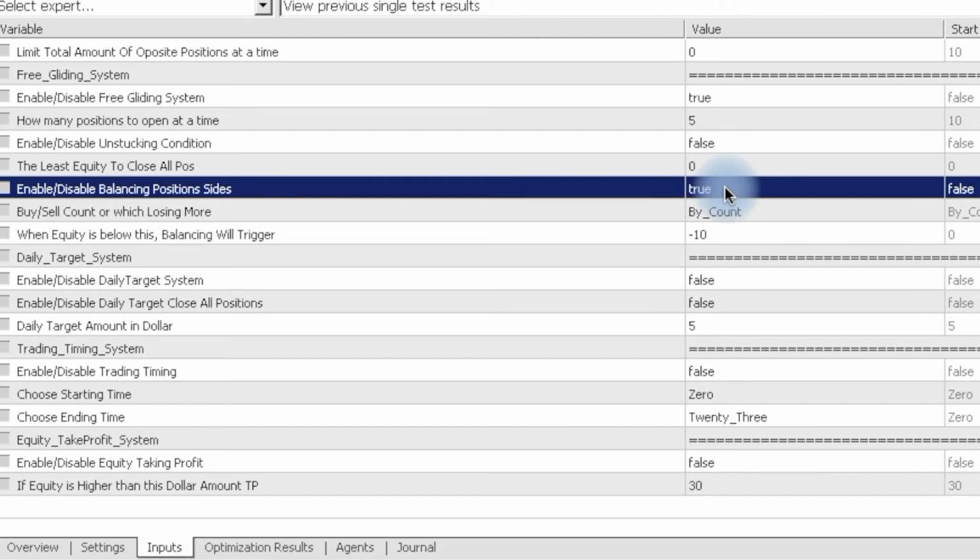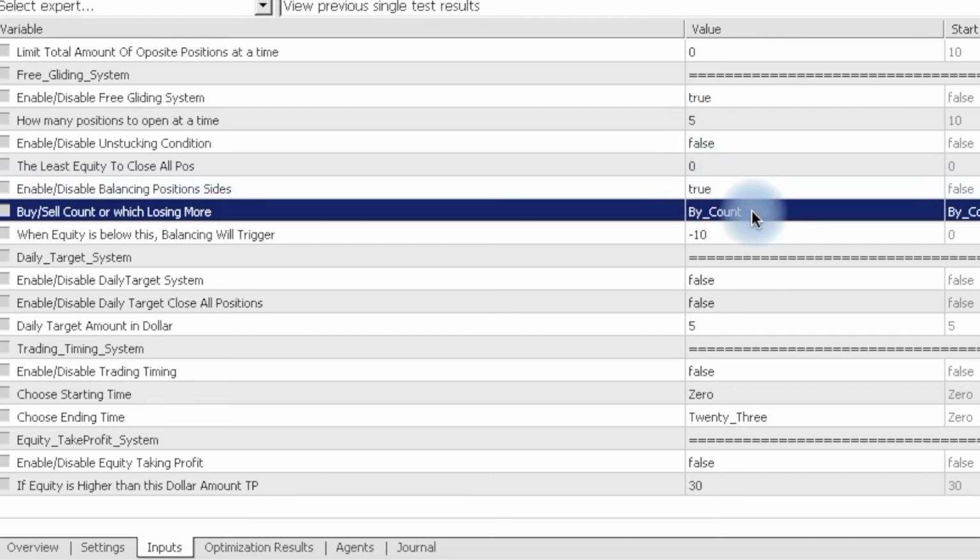Now, when it reaches 2 and 2, the 5th will be decided in favor of the winning positions. So if I had two sells and 2 buys, but these 2 sells are losing and 2 buys are winning, so I'll open the 3rd buy as well. So total will be 5 as I specified in here.